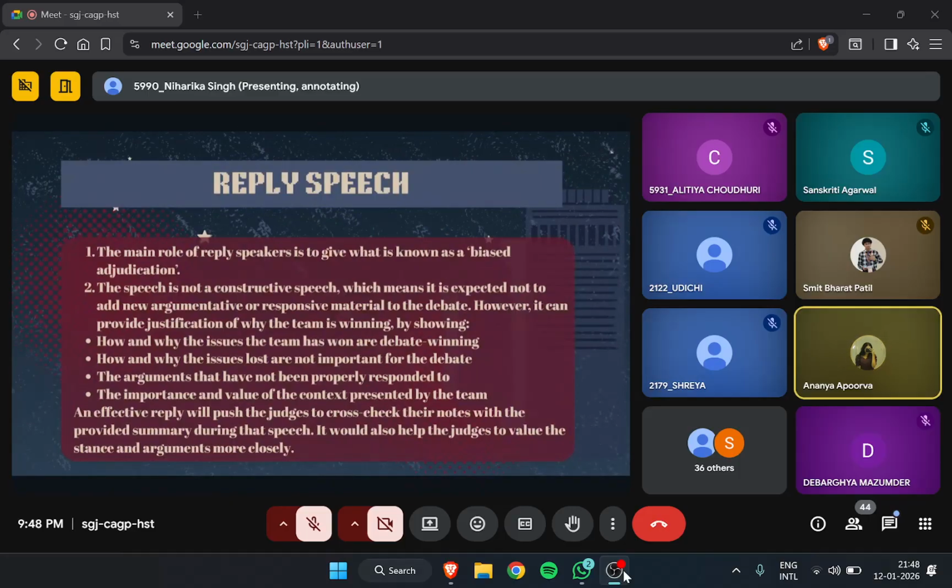And reply speeches are very important even when there's no new material that is added, because when it is a very close debate, if you're able to convince the adjudicator based on your convincing power that your side is the side that should win, that heavily supports your entire debate. Yeah, that's pretty much it.